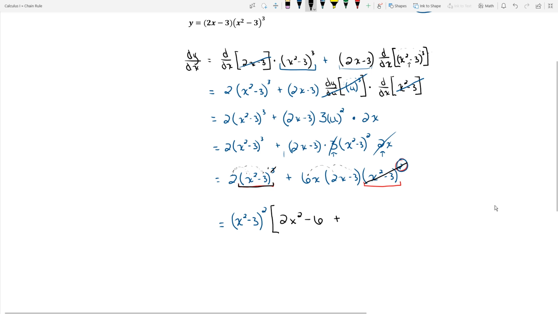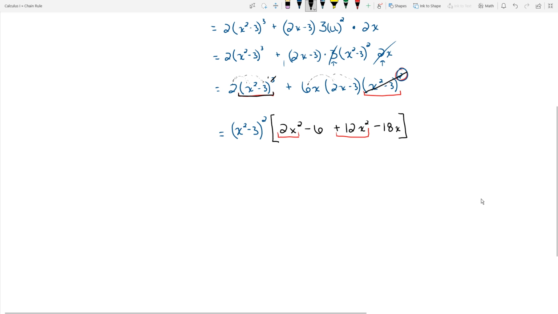And the same thing here. I can bring my 6x through to 2x. That gives me 6 times 2 is 12. X times x is x squared. 6x times negative 3, so that's minus 18x. And the last thing we can do is we can combine these like terms. We have a positive 2x squared and a positive 12x squared.